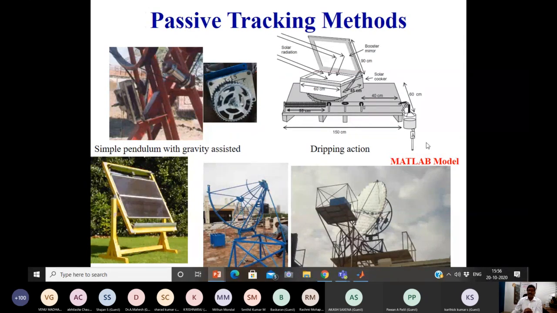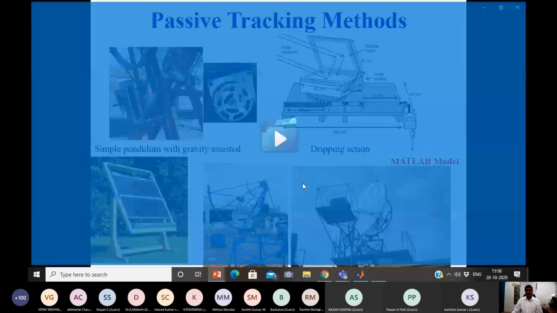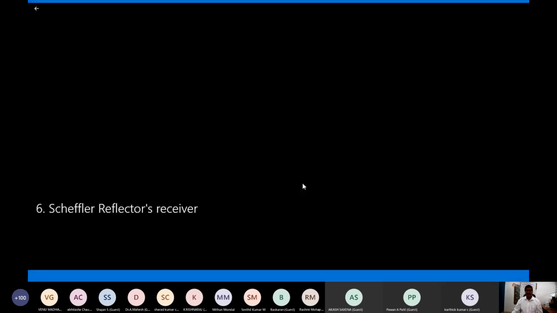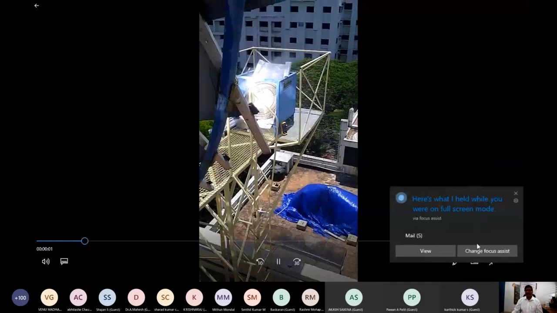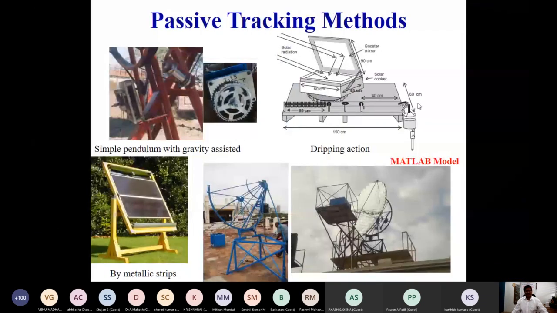Our dripping action, this is also almost gravity based, like the pendulum mechanism, a gravity assisted mechanism. The potential energy is transferred by means of change in weight, and that is driving this solar cooker. You can see the box type solar cooker, it is moving from one point to the other point. In 1 minute, let me show this scapular reflector. I already showed the scapular reflector.